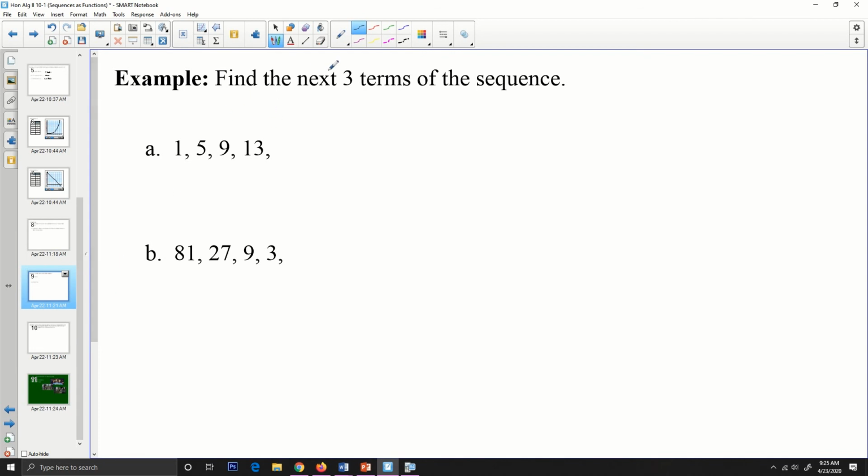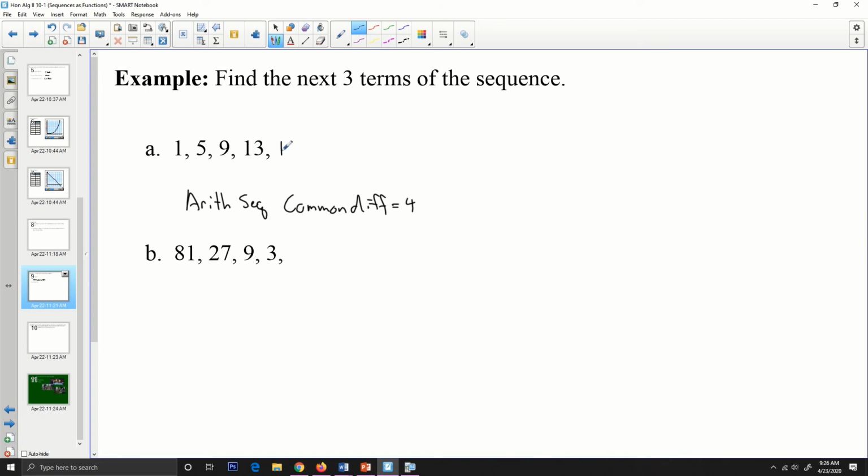The first example is: find the next 3 terms of the sequence. The first thing we have to do is determine what type of sequence it is. If I go from 1 to 5, I would have to add 4. 1 plus 4 is 5, 5 plus 4 is 9, 9 plus 4 is 13. And so this is clearly an arithmetic sequence, and the common difference here is 4. And so I can find the next 3 terms.